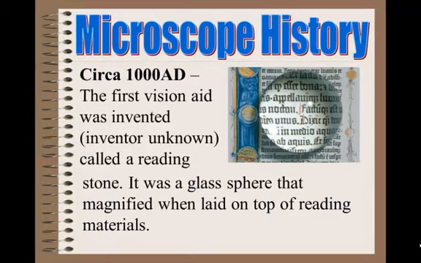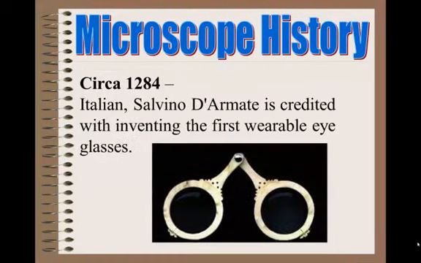Long before Christ, in 1000 AD, the first vision aid was invented. They don't know who. It was called a reading stone, and it was a glass sphere that magnified when laid on top of reading materials, as you see in the picture. Then these were the first pair of eyeglasses. I'm not sure exactly how they wore them, but again they used lenses, which is magnifying.